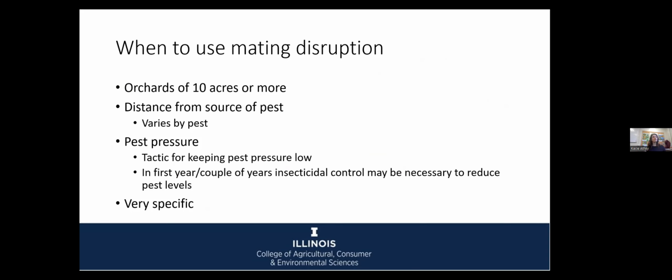When I say from a source of a pest, it means if you have a neighbor that has high pest pressure or an abandoned orchard near you, mating disruption may be harder to use. It is a tactic for keeping pest pressure low. So when you're first starting out as new apple producers, you may be able to use this in the beginning and still have to use some insecticides, but less, if you don't have any pest pressure to start with.